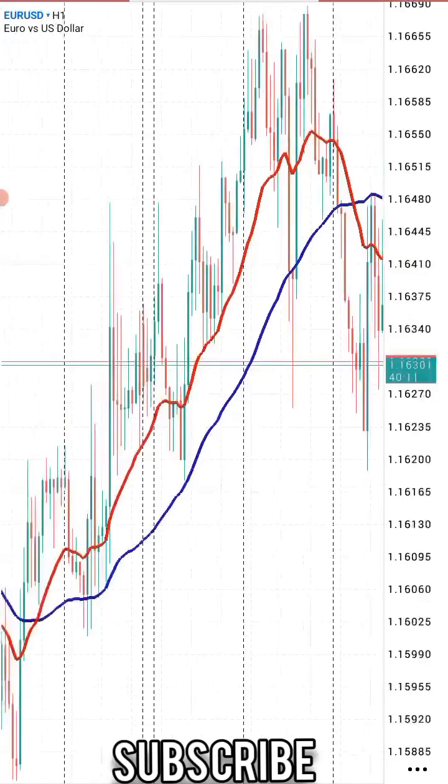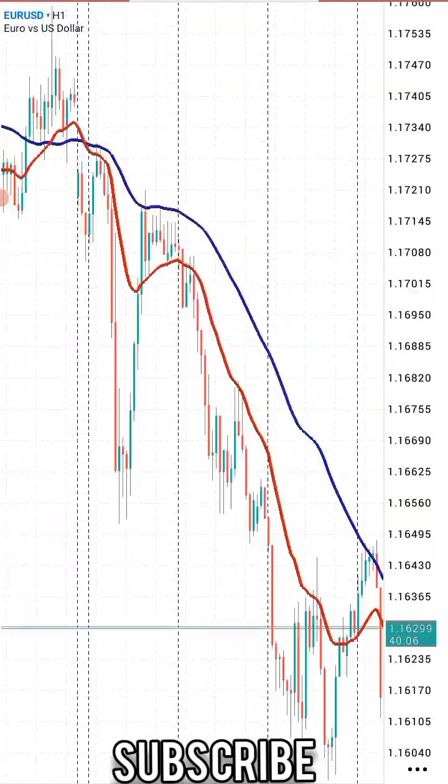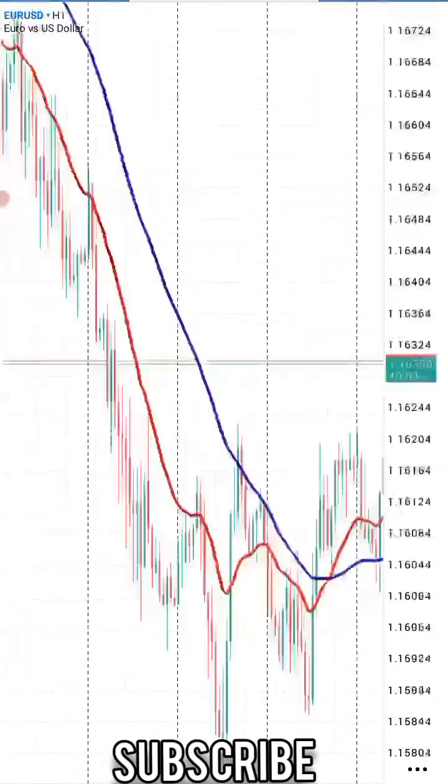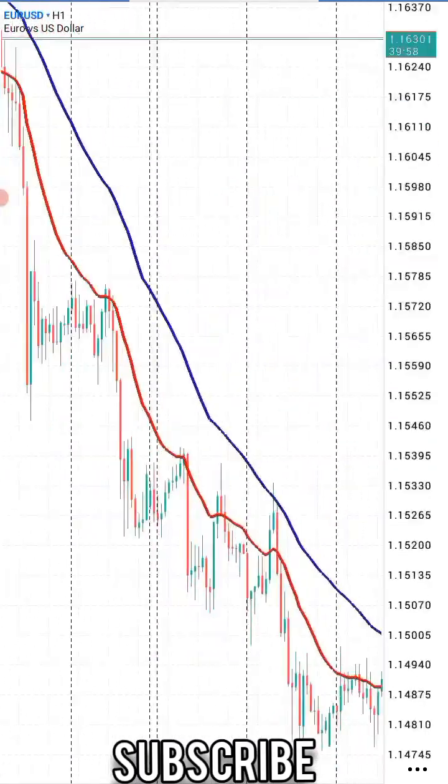Powerful indicators. These two indicators are powerful. Look at them. Now let's move further so that you will be able to know. Now for the bullish setup, that's when we are going for a buy.